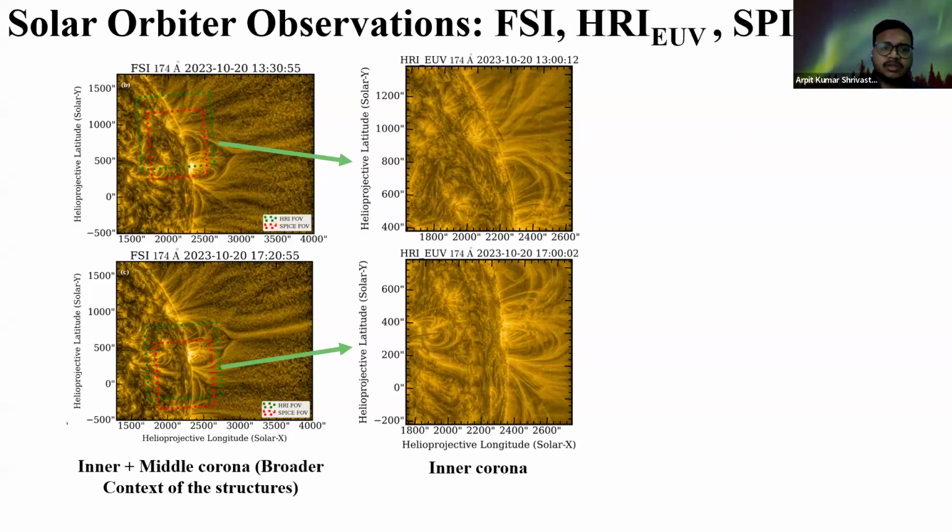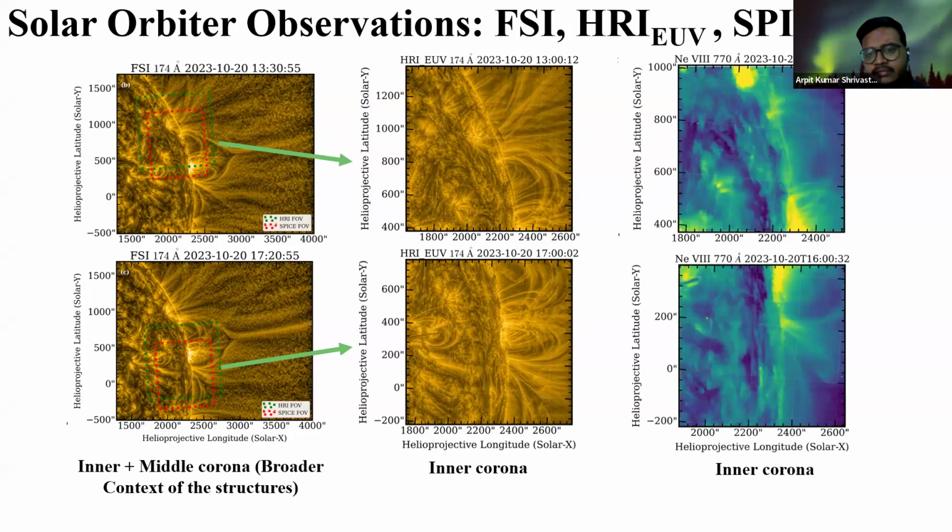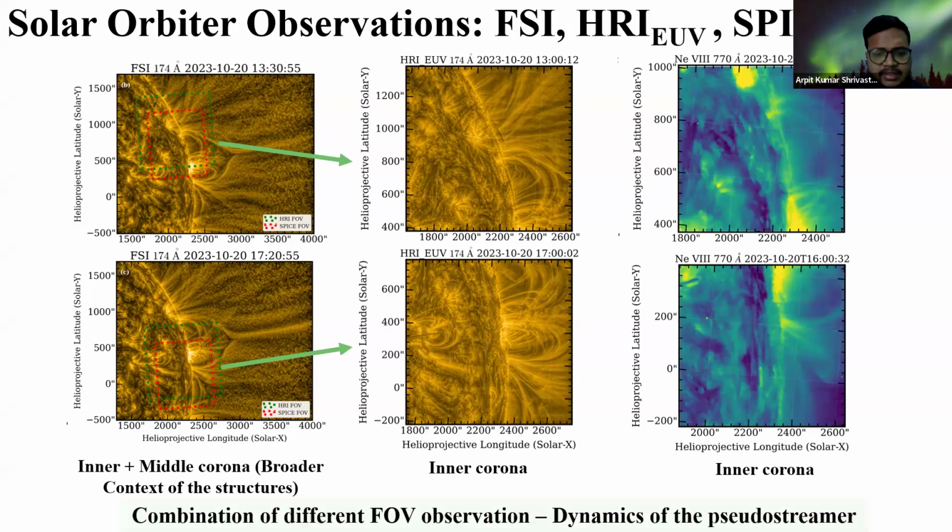So we have an observation of a pseudo-streamer above the limb, which was observed by the Full Sun Imager on Solar Orbiter, and you can see a nice pseudo-streamer sitting on the limb. The foot points of this pseudo-streamer were observed by two different instruments on Solar Orbiter: HRI UV, the high resolution imager, going down to 100-kilometer scales, not achieved by any earlier instrument, and spectroscopic observations from SPICE. Here I am showing the raster image from one of the SPICE lines. So combining these different field of view observations, we can ultimately get an overall picture of how the solar wind is emerging from these large scale structures.